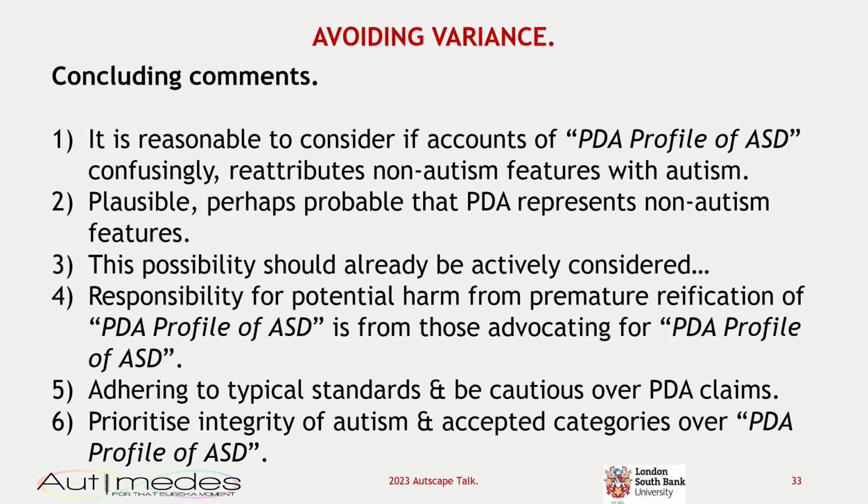We should also be prioritising the integrity of autism and sector categories over PDA profile of autism. And this matters because, as I showed earlier, a bunch of PDA features are not indicative of autism. So you can't assume that a person is autistic due to someone being attributed with PDA. So it also means that you risk undermining the integrity of autism diagnoses and autism research by having these non-autism features being lumped in with autism. It's not good. It's not a good look, personally.